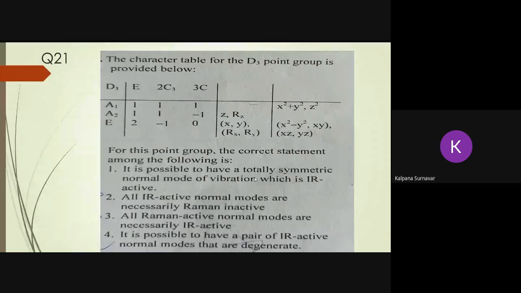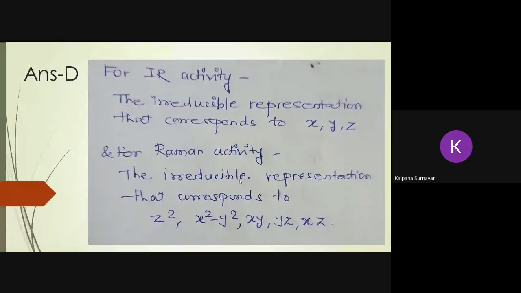See, the various types of point groups are given in the previous year problems, but here is the D3 point group, and an example of the D3 point group is ethene. For solving this type of problem, for IR activity, the irreducible representation must contain X, Y, and Z. The irreducible representation which contains either X, or Y, or Z, or all of them, these are IR active modes.